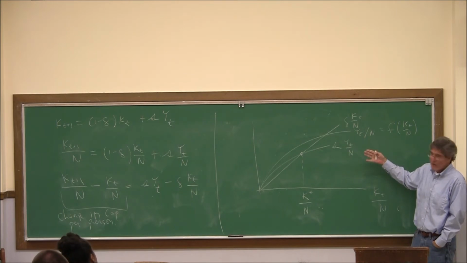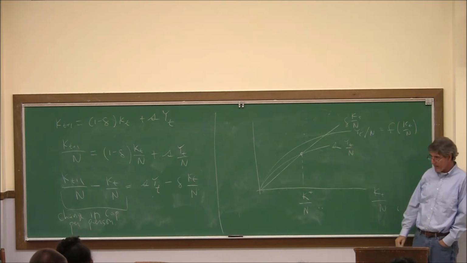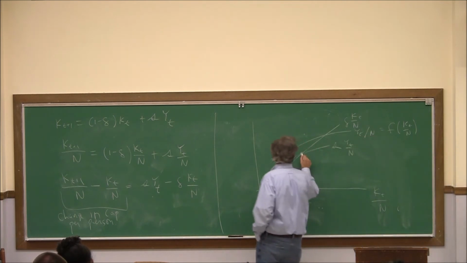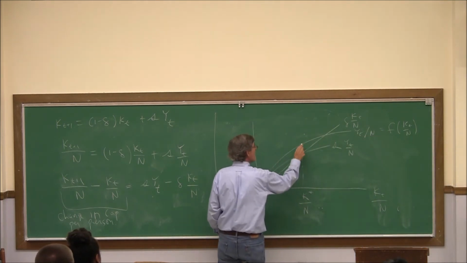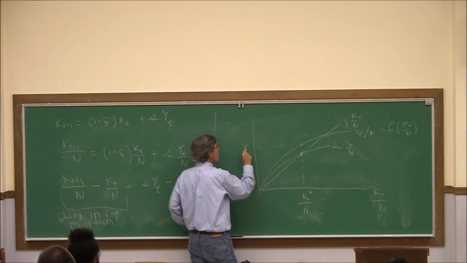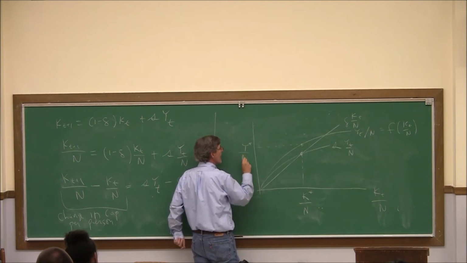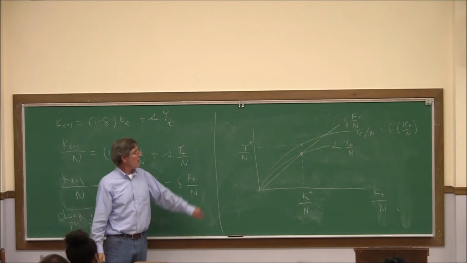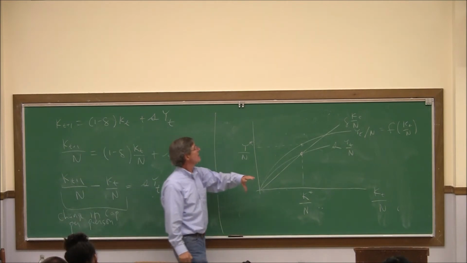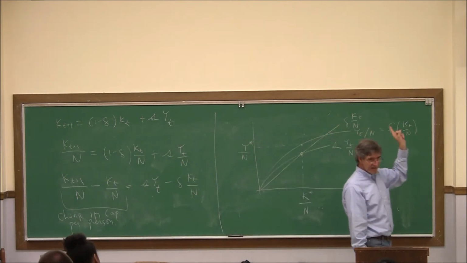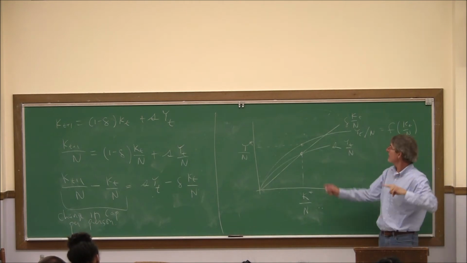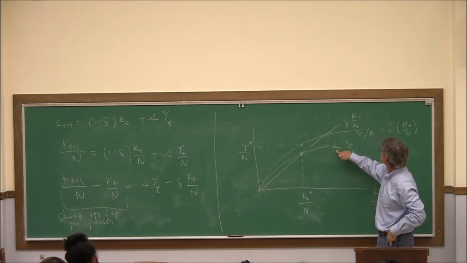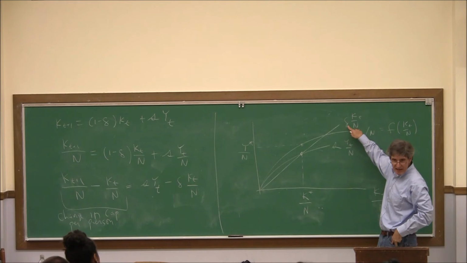Right? s is between 0 and 1, so it just rotates this line down by a fraction. So then we can go up to here. That's y over n for every k over n. So that's y star over n. That's our stationary standard of living. So with that level of savings, that level of depreciation, those are the two key parameters here. s gives you where this line is. Delta gives you where this line is.